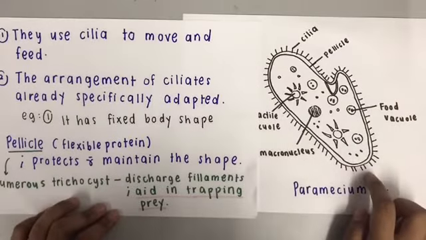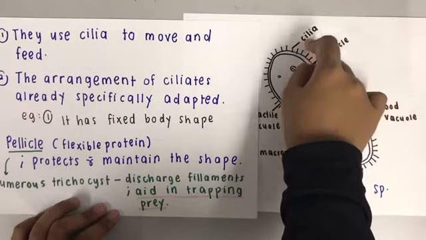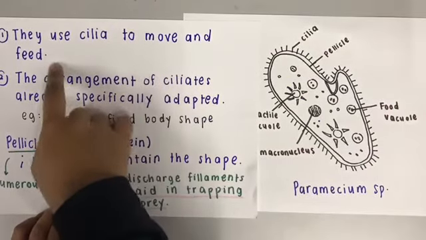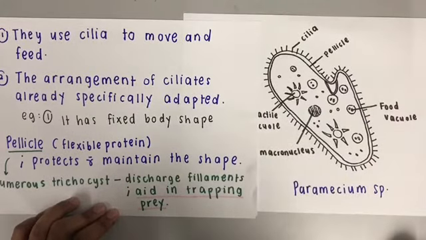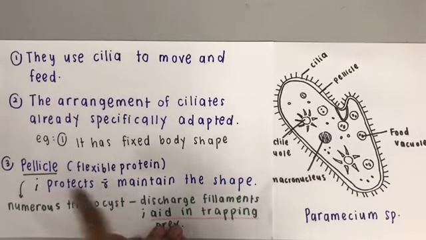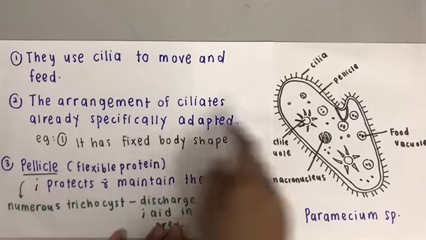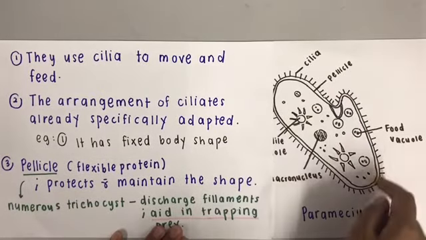First we are going to talk about the cilia. They use cilia to move and feed, and the arrangement of the cilia itself is specifically adapted. With the presence of cilia, it has a fixed body shape. Next we are going to talk about the pellicle. Pellicle is the outer wall of the paramecium.